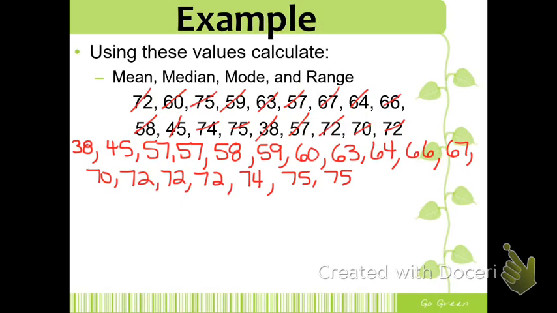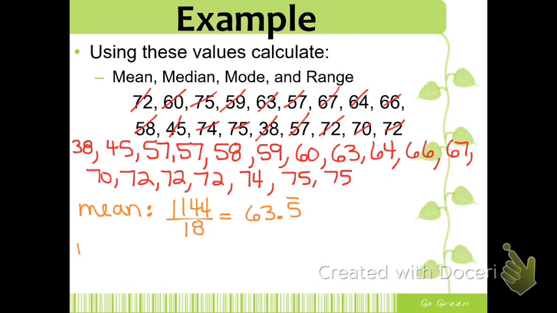I'm going to take all of these numbers and add them up in my calculator. So I'm going to do 38 plus 45 plus 57 plus 57 all the way up to 75 plus 75. When I do that, I get 1,144. And if I count up the numbers on the list, there are 18 of them. So the mean works out to 63.5 repeating.